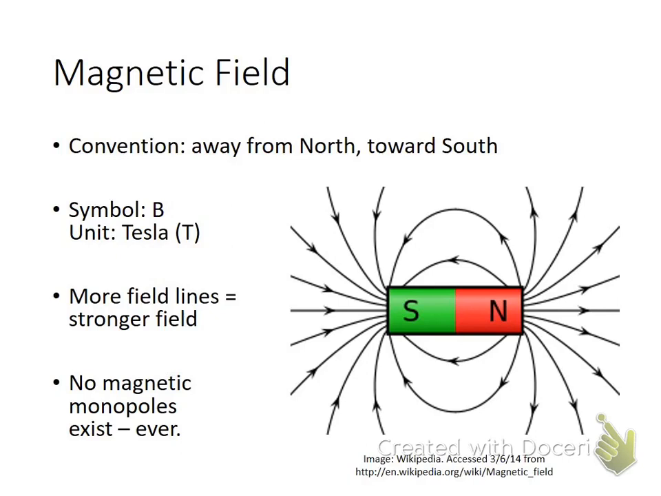The symbol for magnetic field is B, and it is measured in units of Tesla as the base unit. 1 Tesla is actually a really, really strong magnetic field, so a lot of times you're going to encounter things like millitesla or microtesla. Make sure you know the difference between those two.